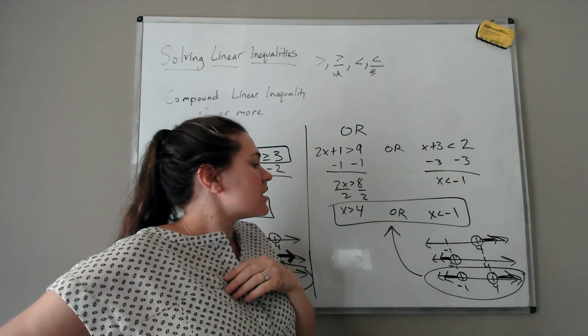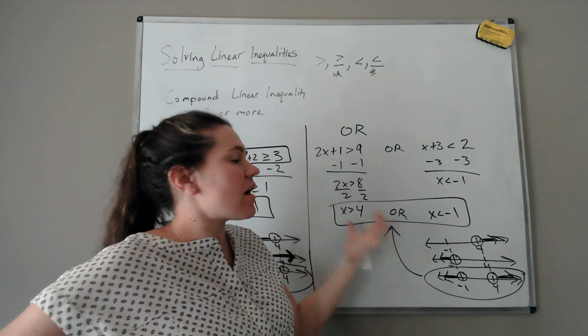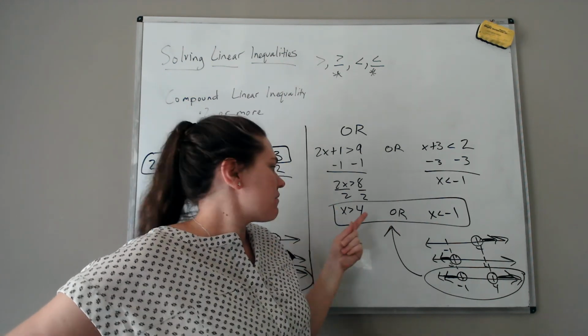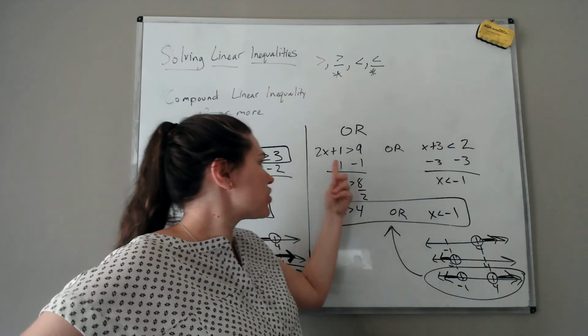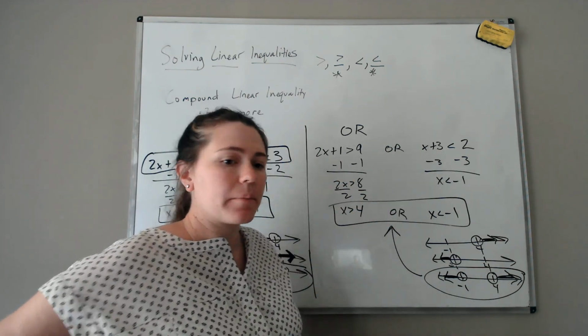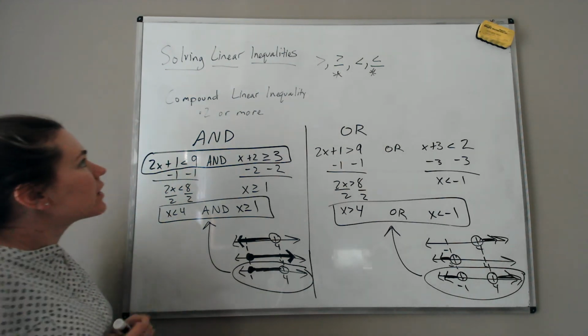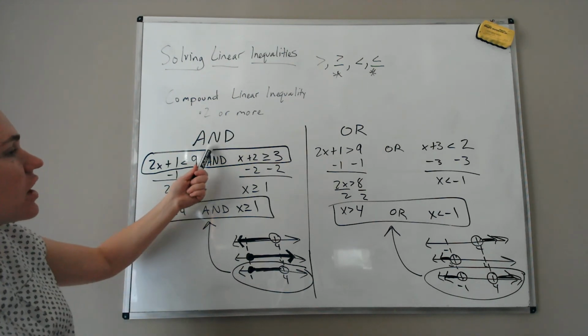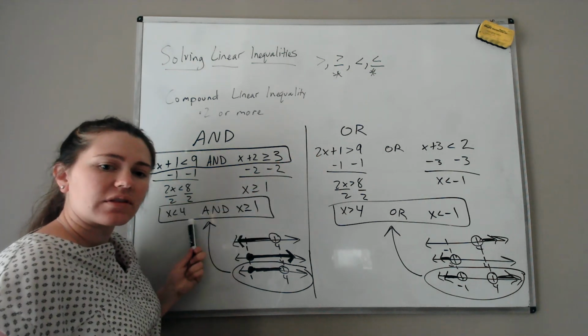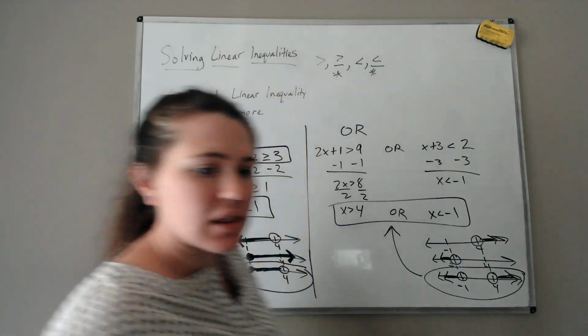So what that means is, if I was the value of -27, even though that's not greater than 4, since it's less than -1, it's a solution to this inequality here. Okay, so that's it for compound linear inequalities. You have two options. It's either an and or it's an or. The and is more restricting than the or.